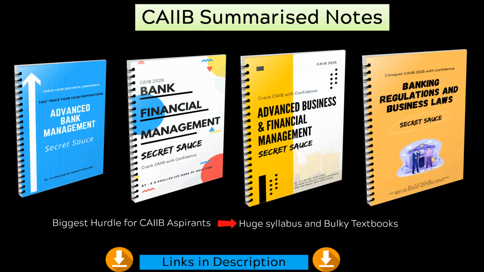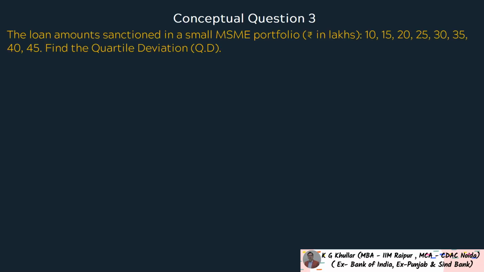Then the next question is, the loan amount sanctioned in a small MSME portfolio, that is rupees in lakhs, is given here. Now find the quartile deviation. And these options are given to you.